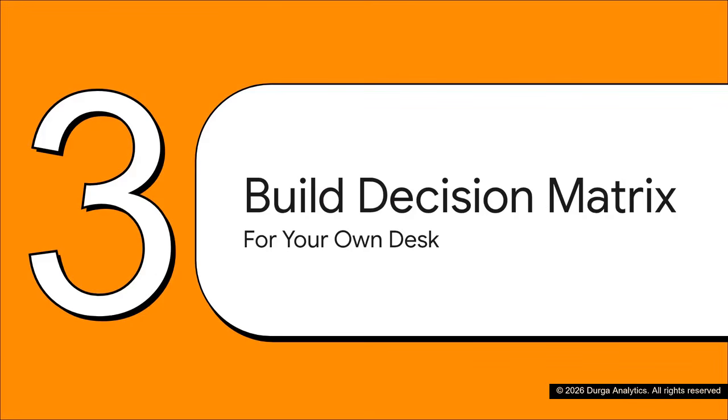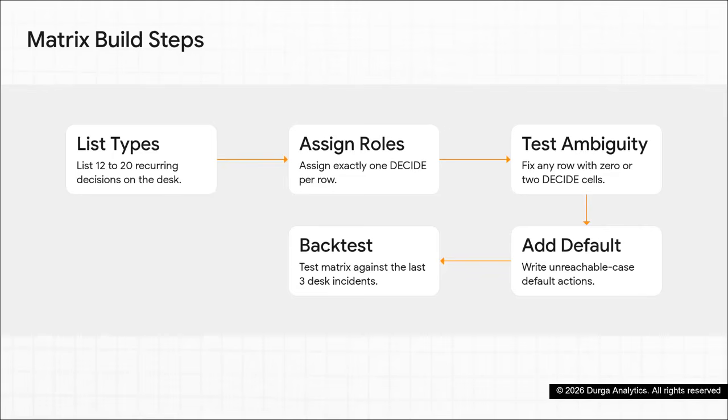Now let's apply all of this directly to your desk with a professional build-it-yourself exercise to ensure your governance actually holds up when you're under fire. Granularity is what makes this tool genuinely useful. First, aim for 12 to 20 rows of recurring decisions. Next, assign exactly 1 decide per row. Then run the ambiguity test we talked about. Any row with 0 or 2 decide cells is a fatal defect.